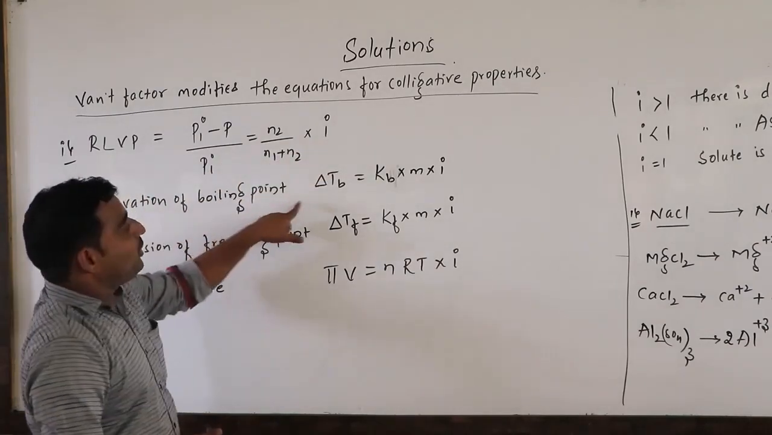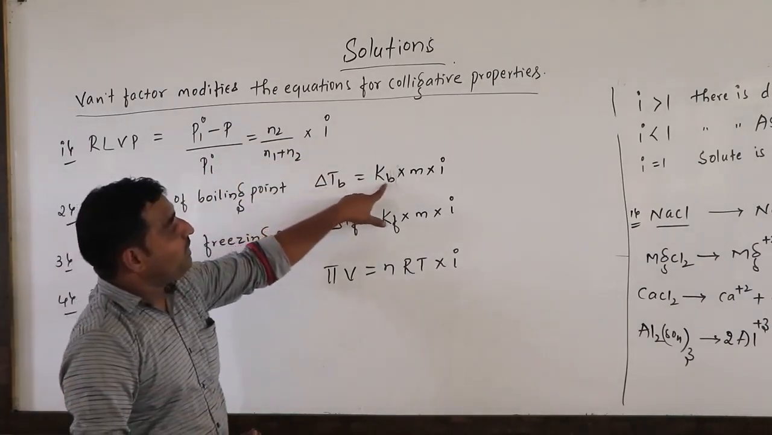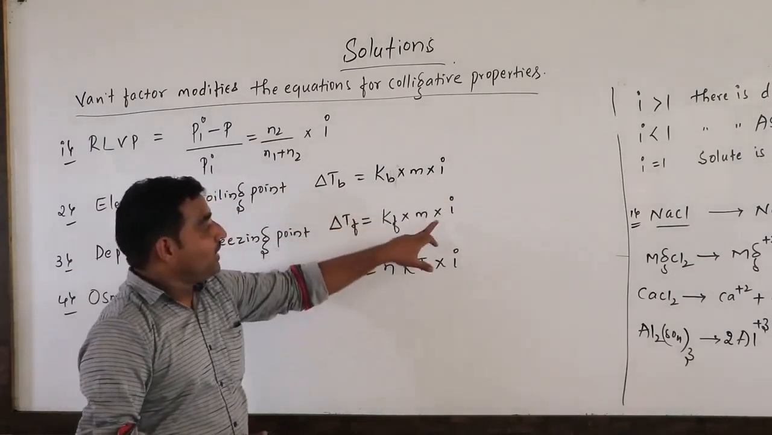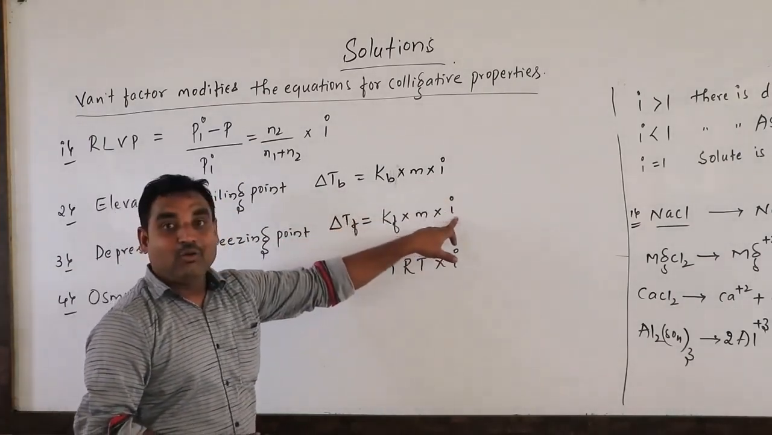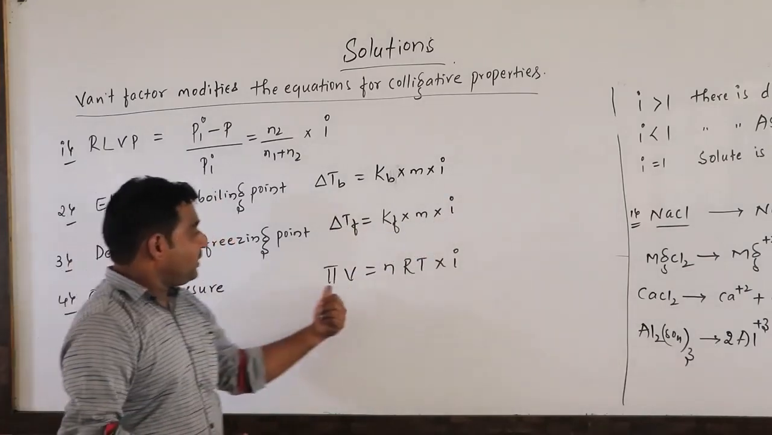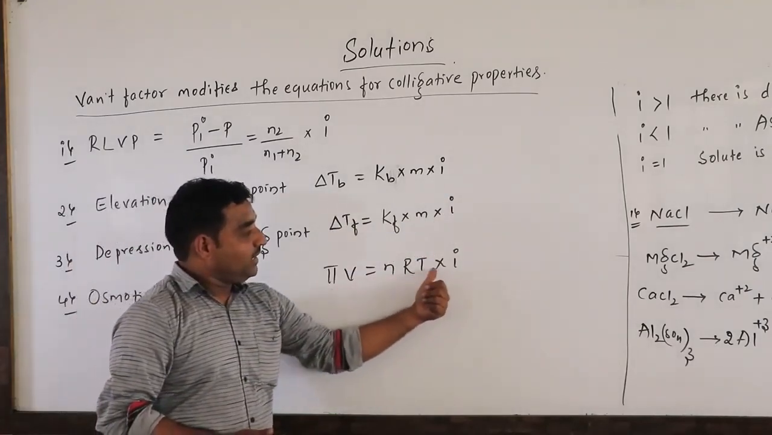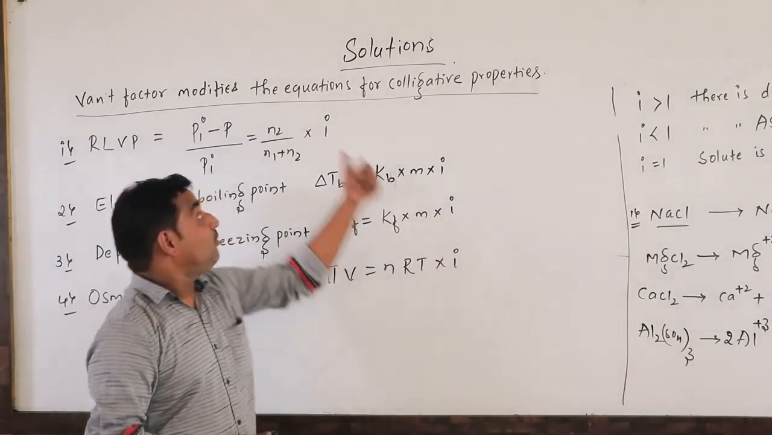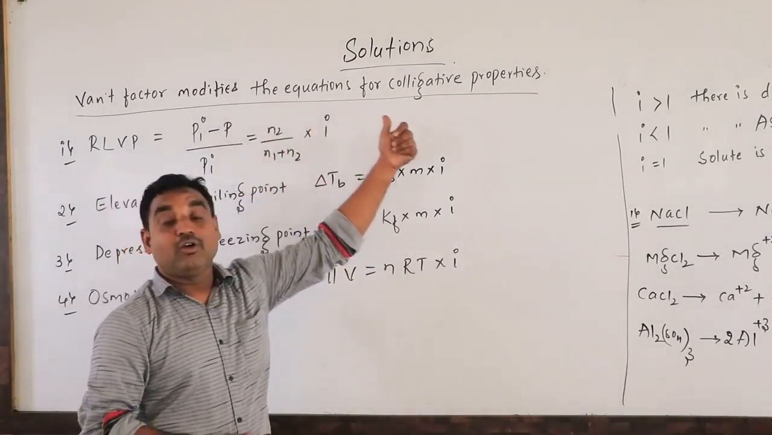Same for the elevation of the boiling point: delta Tb is equal to Kb into small m, multiplied by the van't Hoff factor. Here also, multiply by the van't Hoff factor. Osmotic pressure: pi V is equal to nRT into the van't Hoff factor i. These are the formulas, or modified formulas, of the colligative properties.